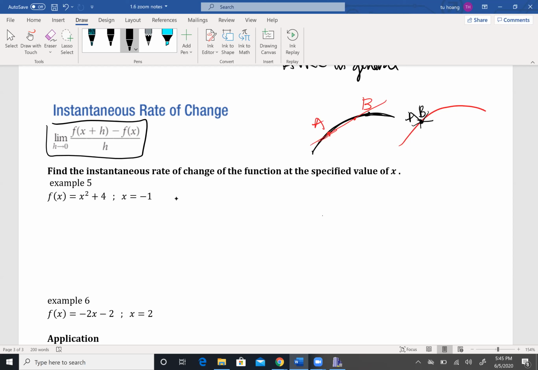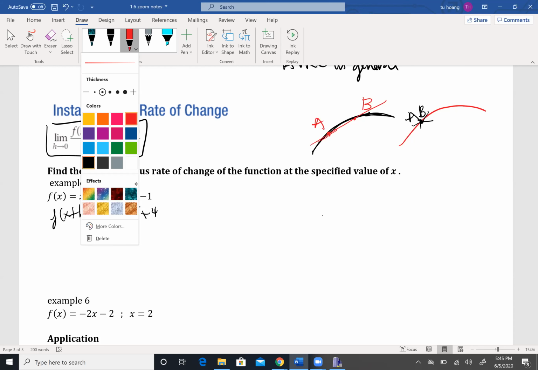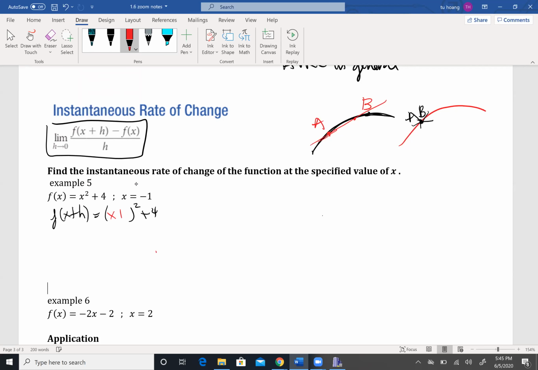I will always have to find f(x plus h). What is that equal to? Something squared plus 4, right? And that thing is x plus h. So now I will have the distribution. You will have x squared plus 2xh plus h squared plus 4.